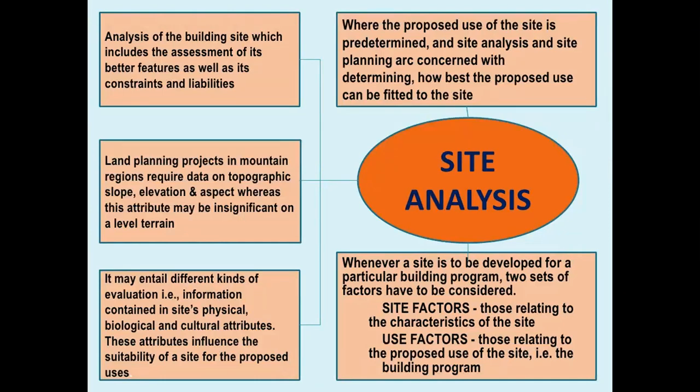These attributes influence the suitability of the site for proposed uses. Where the proposed use of the site is predetermined, site analysis and site planning are concerned with determining how best the proposed use can be fitted to the site. Whenever a site is to be developed for a particular building program, two sets of factors are to be considered. Site factors, those related to the characteristics of the site, and second, those relating to the proposed use of the site. See, the first factor is the physical attributes and characteristics, availability of resources, manpower, technical things, machineries, and the second will be the utilization of the site after construction. These are the two factors.